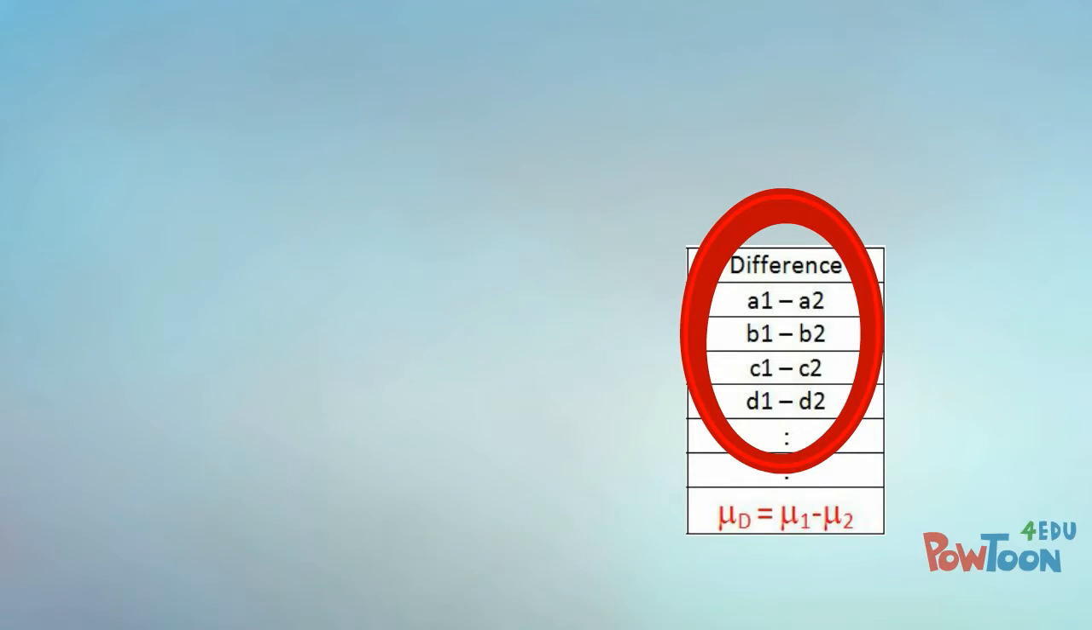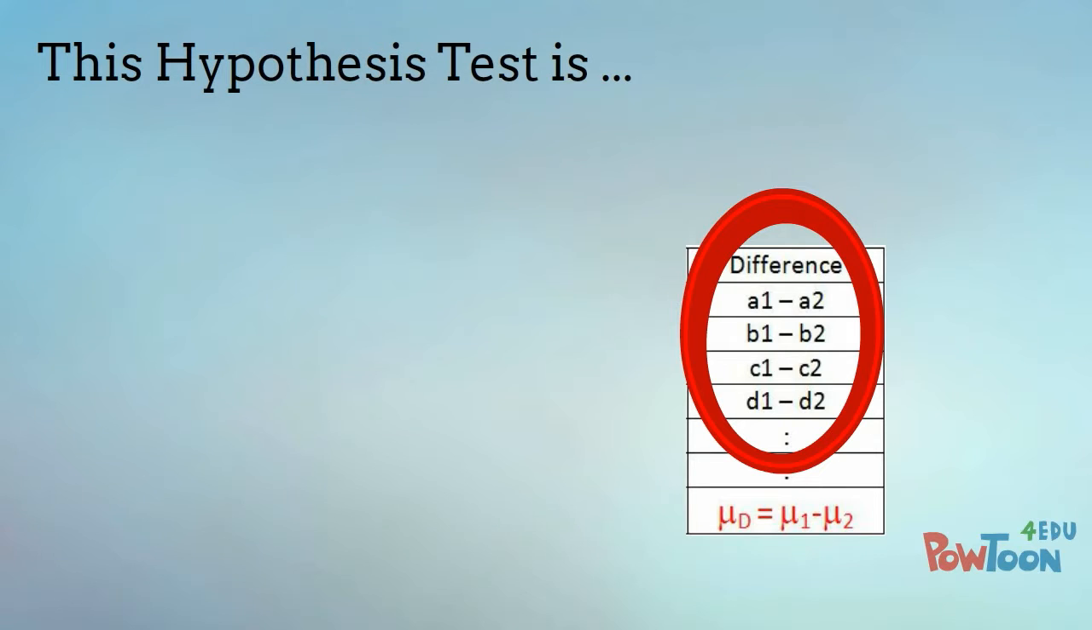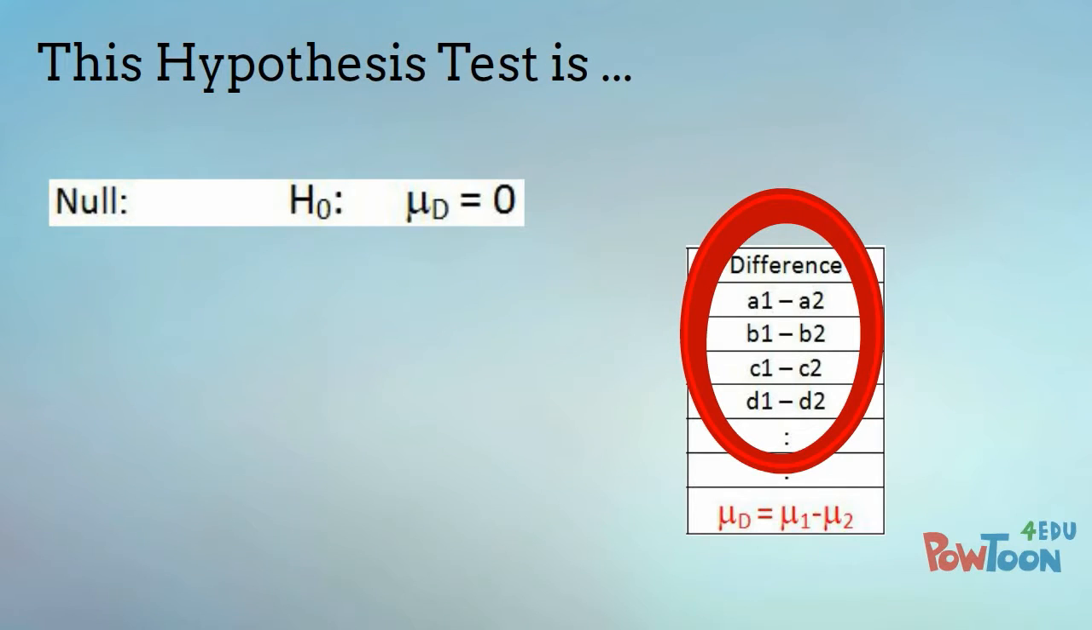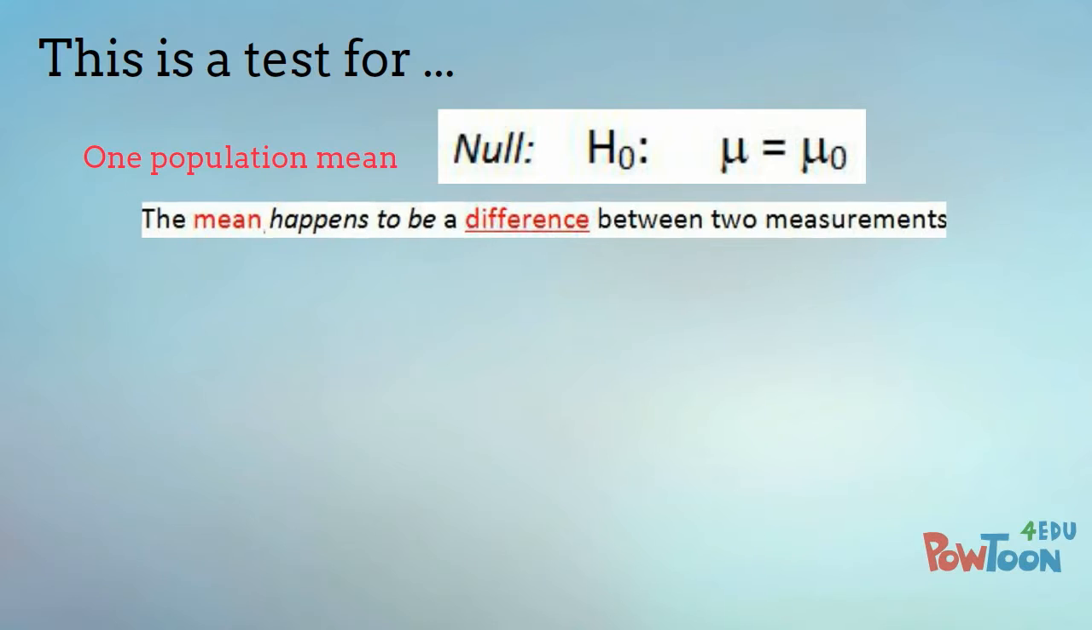for each element. So another way to think about this hypothesis test is that the null hypothesis claims the population mean of the differences, often referred to as mu d, is equal to 0. When we consider this formulation of the problem, we see that this test is just a test for one population mean, where the mean happens to be a mean of the difference between two other measurements.